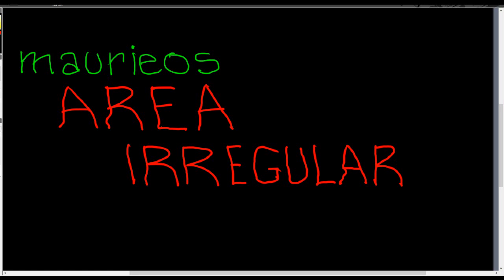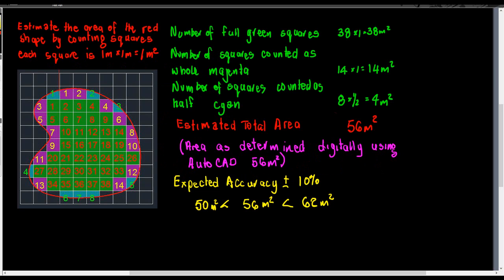Hello, Mario. In this video, we're going to take a look at calculating the area of some irregularly shaped objects. So here we have an irregularly shaped object, the red line there, and the task here is to estimate the area of the red shape by counting squares. Each square is 1 metre by 1 metre, which is 1 square metre.